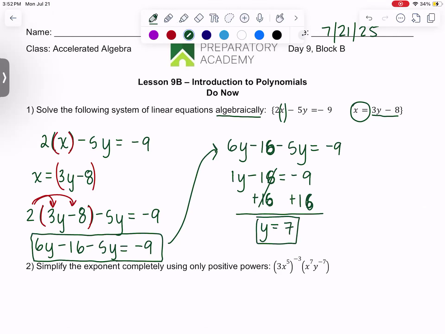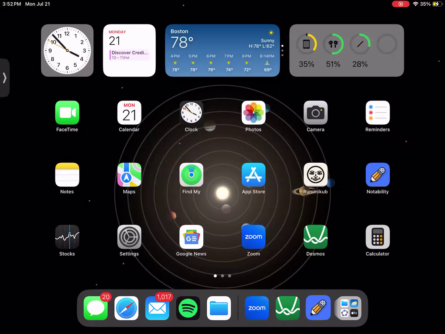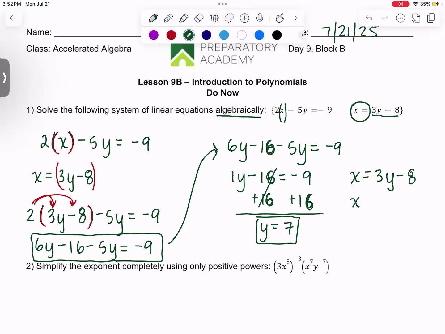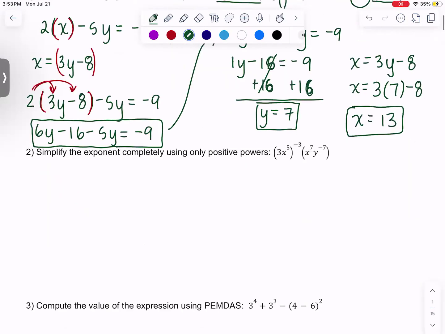So y equals 7. And now we can find out what x equals since we know what y equals. X is just equal to 3y minus 8. So x equals 3 parentheses 7 minus 8. Type that into Desmos, or just think about it. 3 times 7 is 21. 21 minus 8. Count on your fingers. That's 13. So our answer is 13, 7.